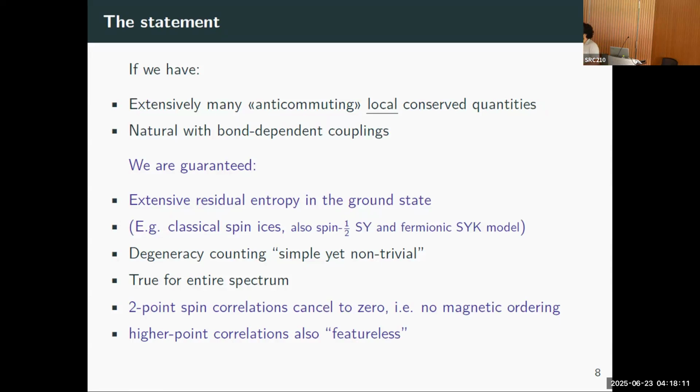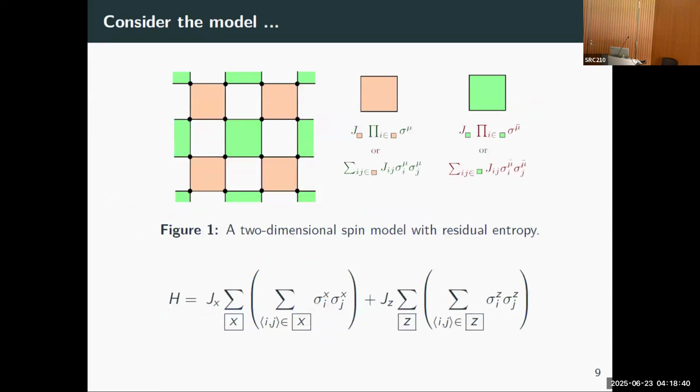So very much analogous to classical spin ices, where you have a whole degenerate manifold and therefore you cannot have ordering. In that very same sense, there are cancellations in this degenerate manifold. And in my work, I have shown that even the higher point correlations are somewhat featureless. And at least my intuition tells me that you don't expect any symmetry breaking in them. So this is the statement. And now we'll consider the model.